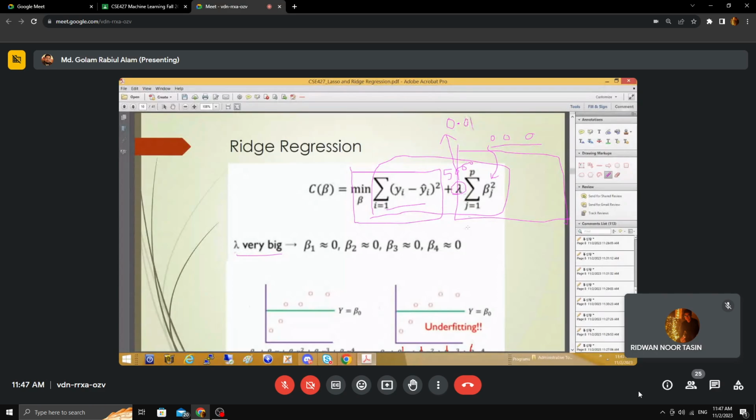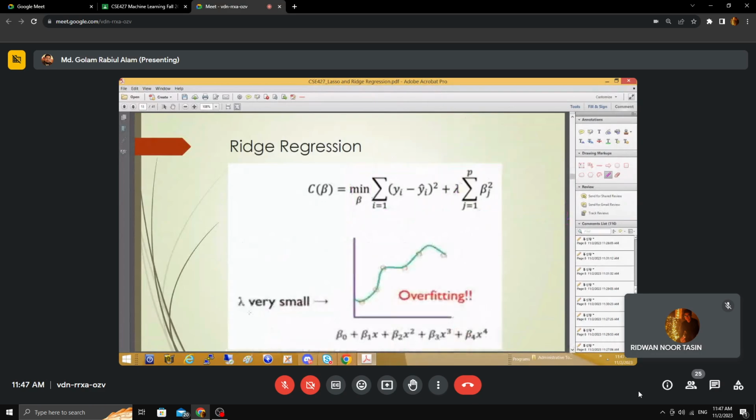in that case, this beta part will have less significance. That's why we have to select the lambda appropriately, not a big value and not a small value, not the bigger one and not the smaller one. For very small lambda, it will just fit like this, and the overfitting will occur again.